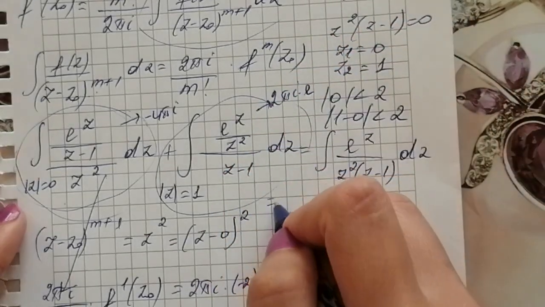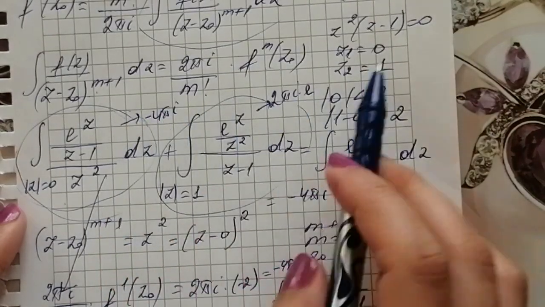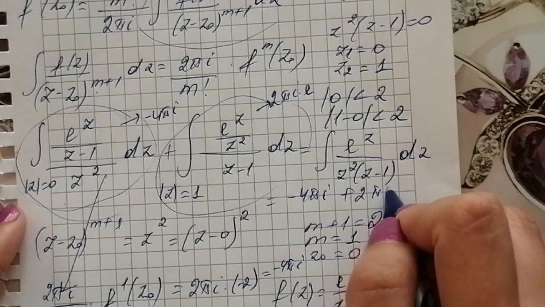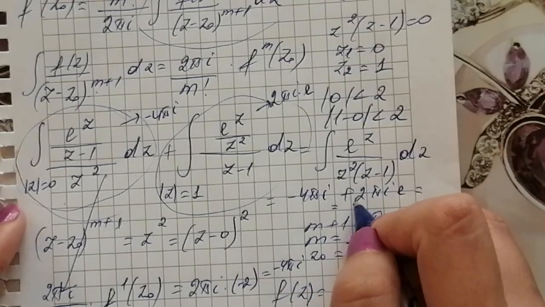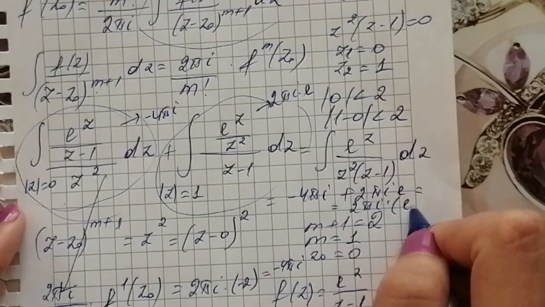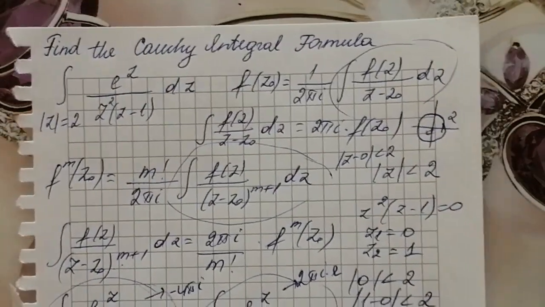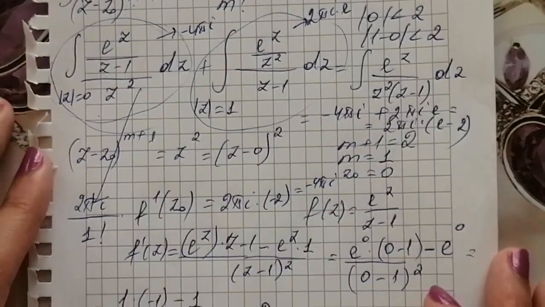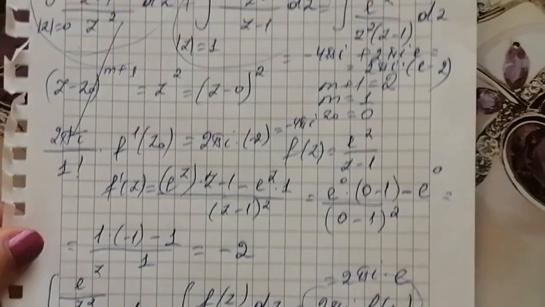Then the total answer is negative 4 pi i plus 2 pi i e, and let's factorize it. It is equal to 2 pi i times (e minus 2). The solution of this Cauchy integral formula is found like this. I hope that you understood.